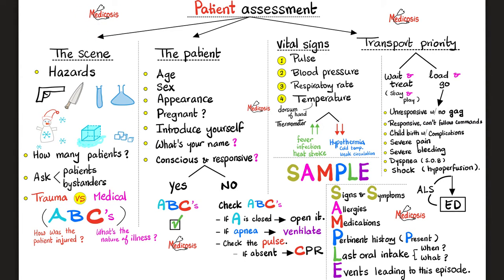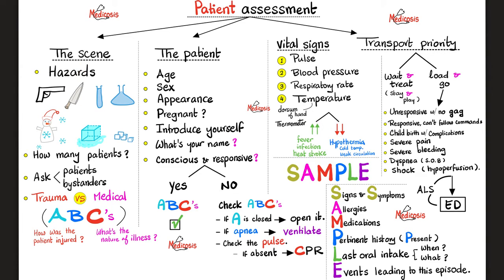If it's a trauma, we need to know how the patient was injured. You need to ask the patient and/or the bystanders. If it's medical, what's the nature of the illness? Is it an allergic reaction? Is it a broken bone? Is it a sprained joint? Is it a severe constipation or what?